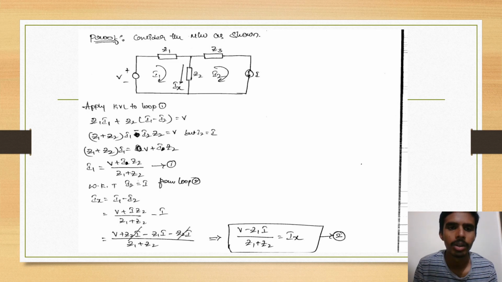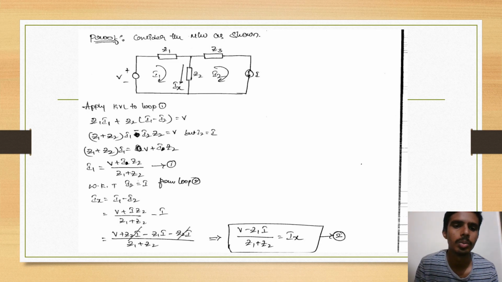Apply the KVL in loop 1. As we can see, there are two loops. The first would be the loop where Z1, Z2 and the voltage source are present, that is I1, and Z2, Z3 and the current source are present, that we consider as loop 2, that is I2. So apply KVL in loop 1. That is Z1 I1 plus Z2 (I1 minus I2), as Z2 belongs to both loop 1 and loop 2, so the currents I1 and I2 flow from opposite directions.